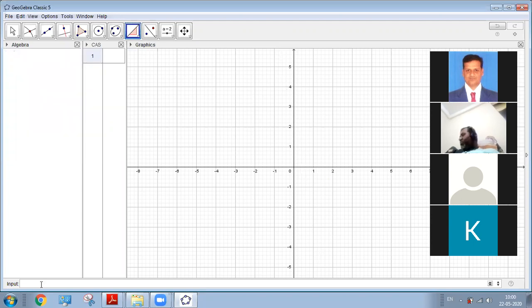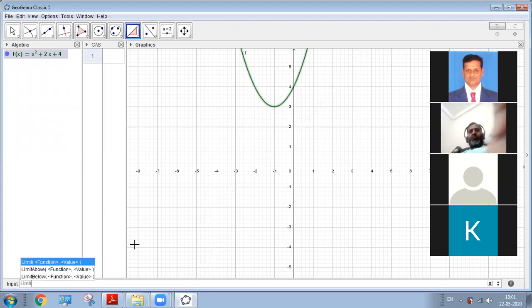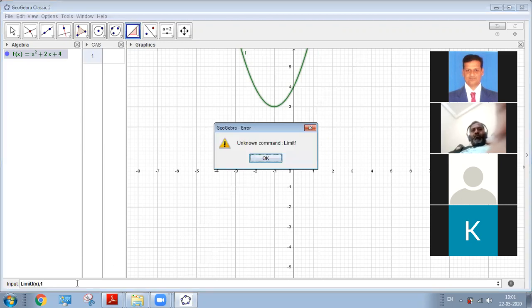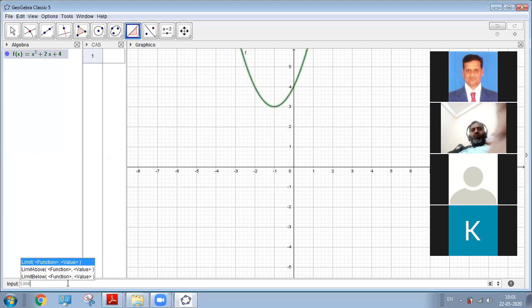One interesting thing about the limit of a function is, suppose for example, f of x equal to x square plus 2x plus 4. What is the limit of this function? Limit of this function at what? f of x at x equal to 1 is 7. So you can explain this using the meaning of the limit of a function when x equal to 1.